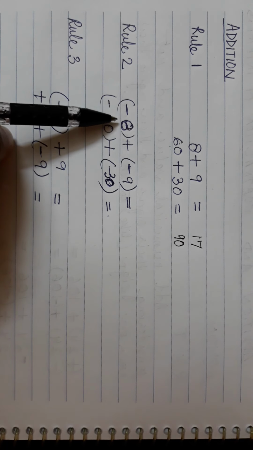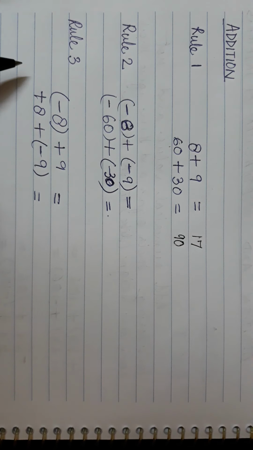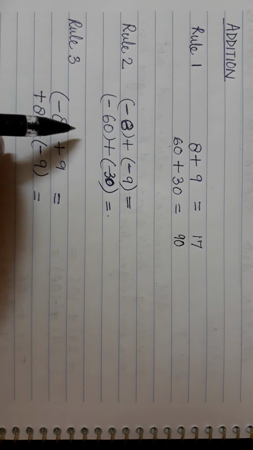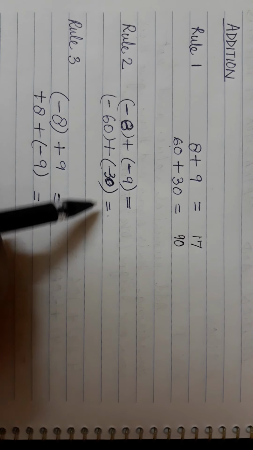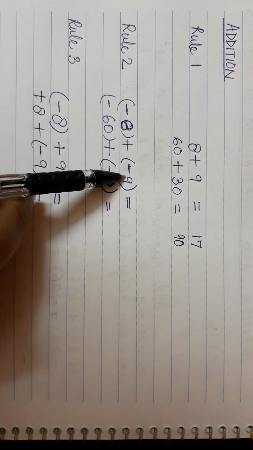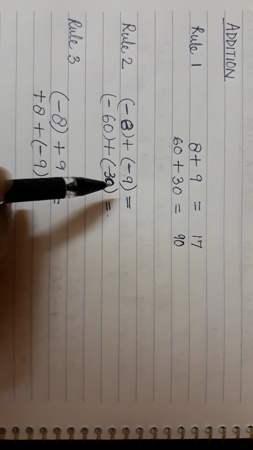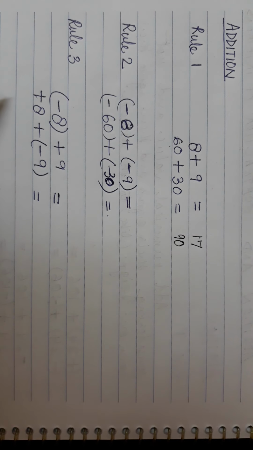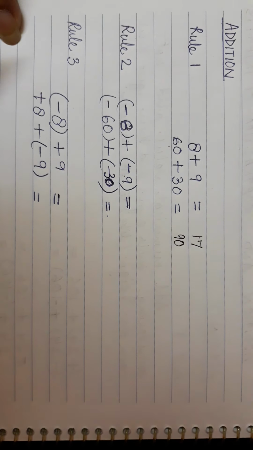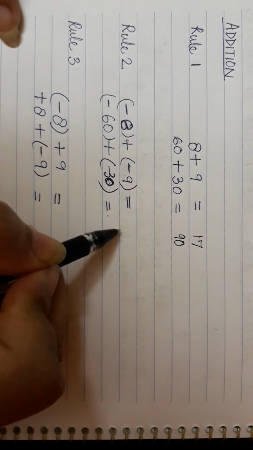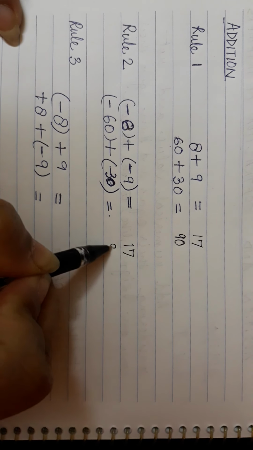Suppose we come across a negative integer to be added with another negative integer. In this case, what do we do? The sum of two negative integers is obtained by giving the negative sign to the sum of their numerical values. It means first we will add the numbers. So 8 plus 9 gives you 17. 60 plus 30 gives you 90.